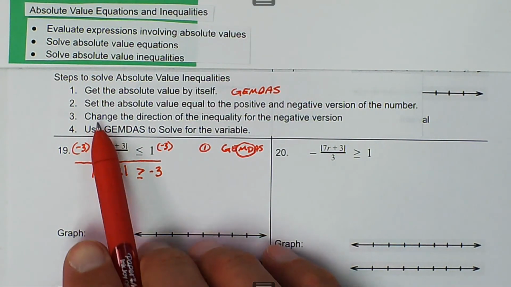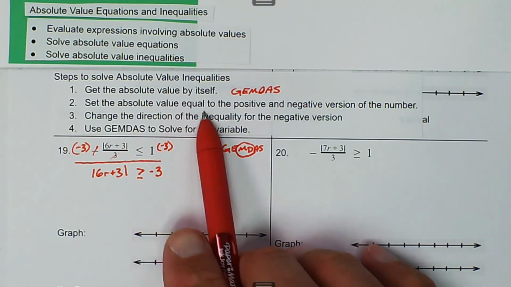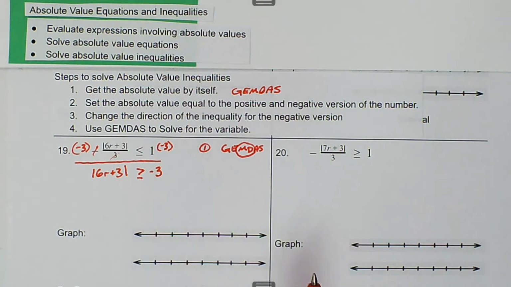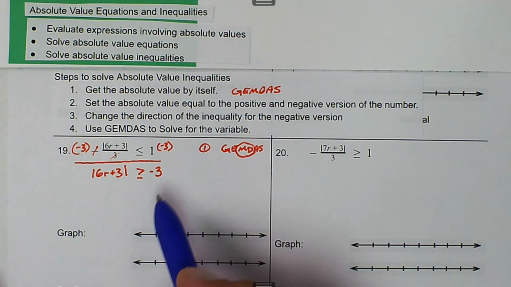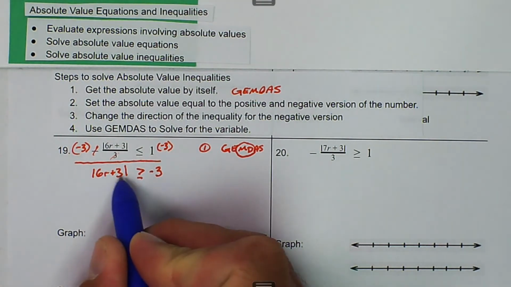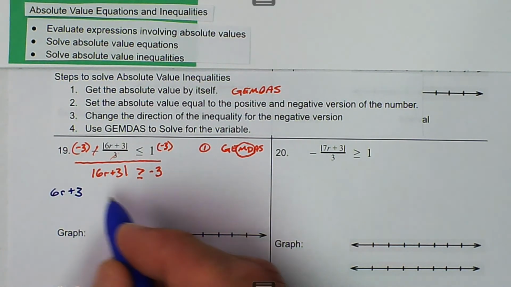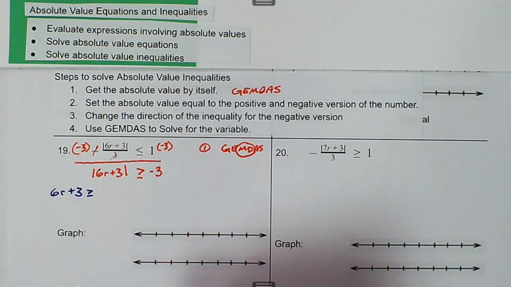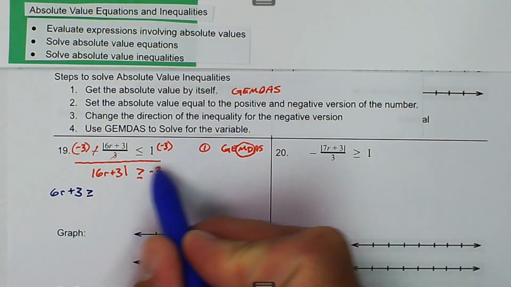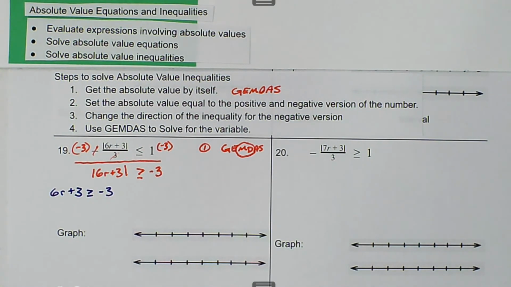So now we're on to step 2. Set the absolute value equation equal to the positive and negative version of the number. In this case, the positive version means we're just going to leave it alone. So when we rewrite it, we leave what's inside the absolute value alone. So we have 6r plus 3. We leave the direction of the inequality sign, and we leave the answer alone. Even though it says -3, we really want to leave that one alone.